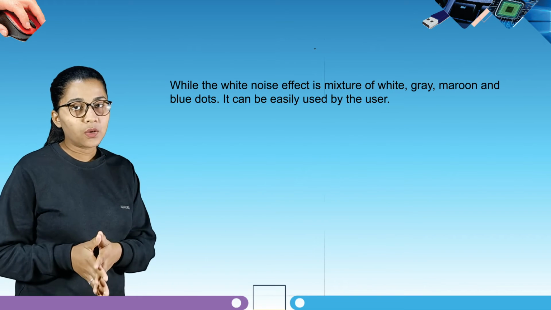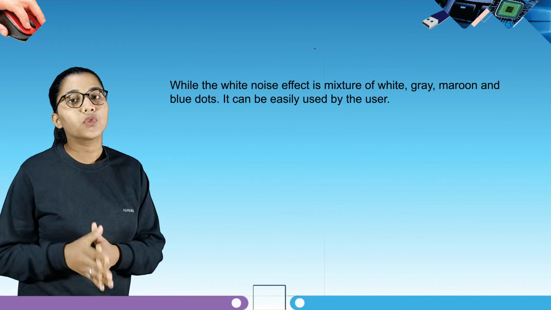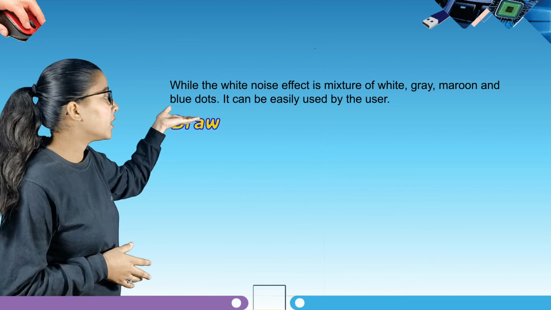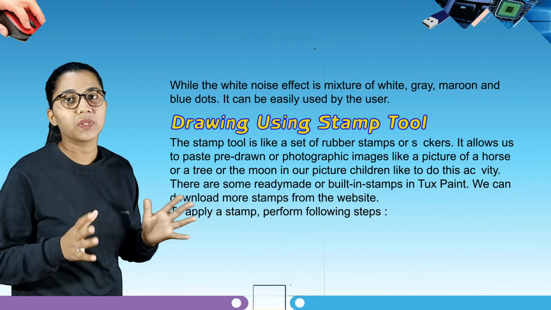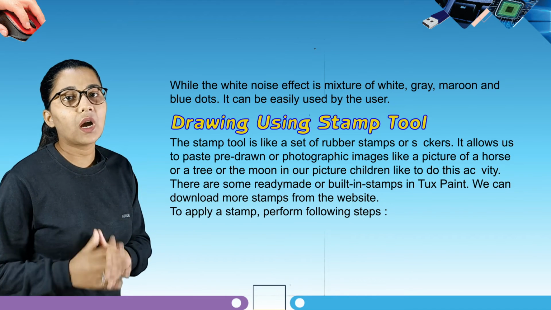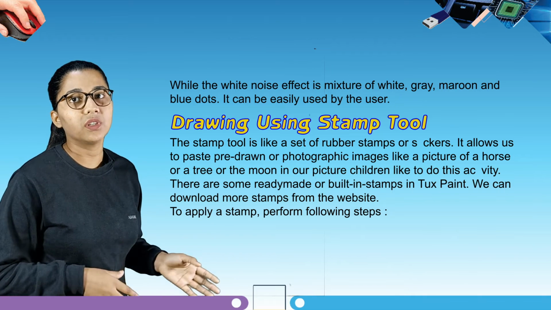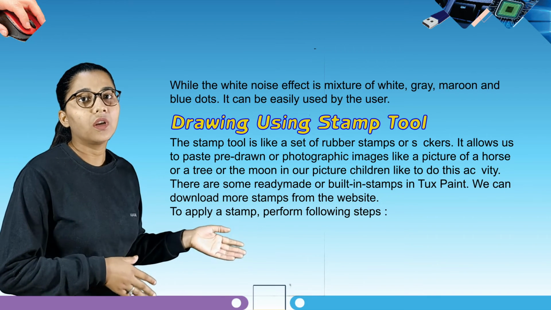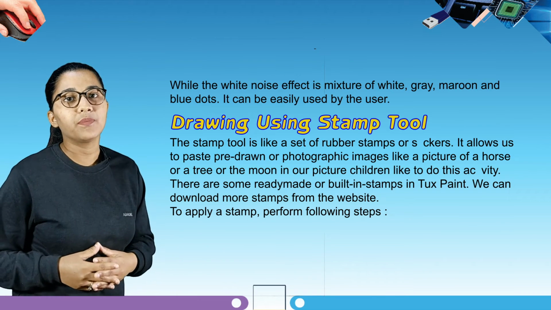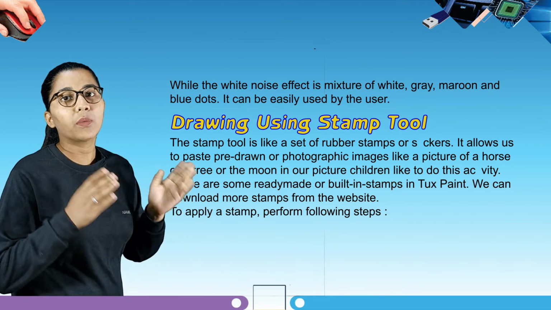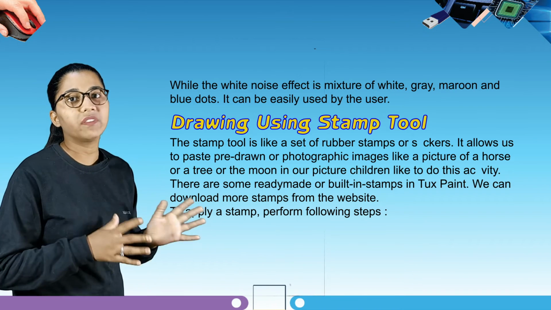Now students, let's learn how we draw using the stamp tool. So our next topic is drawing using the stamp tool. The stamp tool is like a set of rubber stamps or stickers. It allows us to paste pre-drawn or photographic images like a picture of a horse or a tree or the moon. In our picture, children like to do this activity. There are some ready-made or built-in stamps in Tux Paint. We can download more stamps from the website.